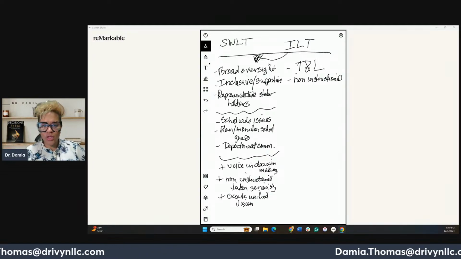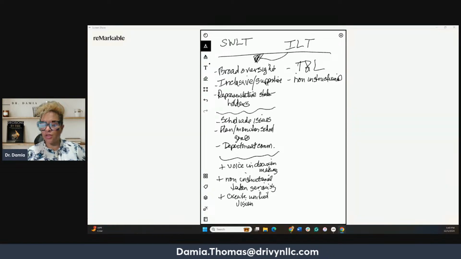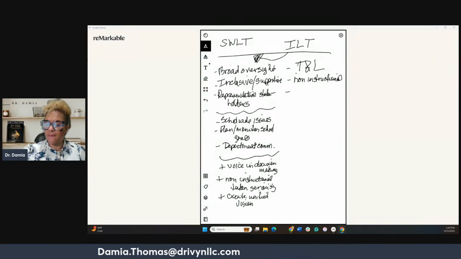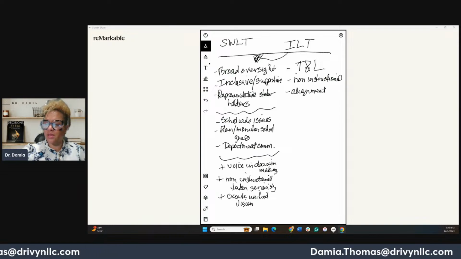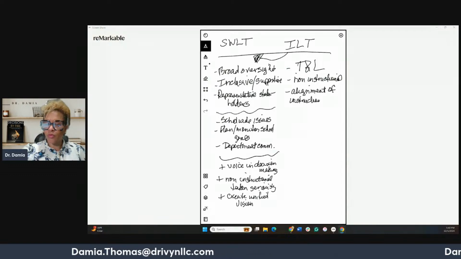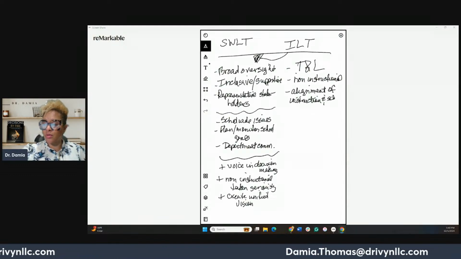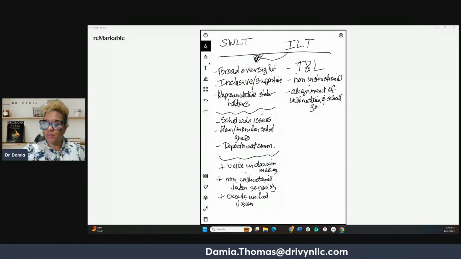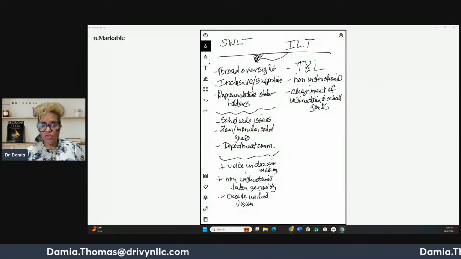Another focus and purpose for the instructional leadership team is that they work to align the curriculum and instructional strategies, right? So they work for alignment. That's what they're working towards, alignment of instruction, right? And goals and school goals. That is the focus and purpose of the instructional leadership team.